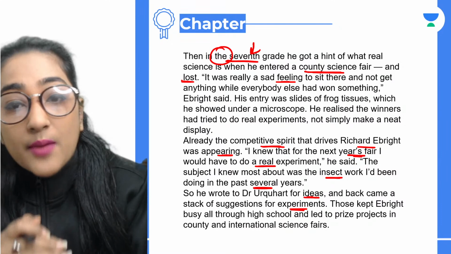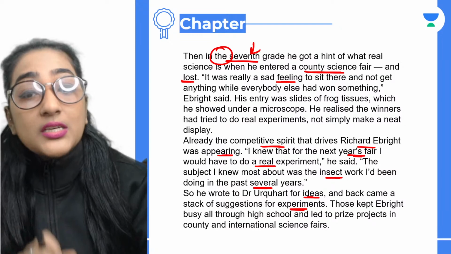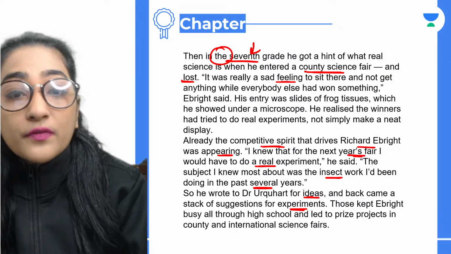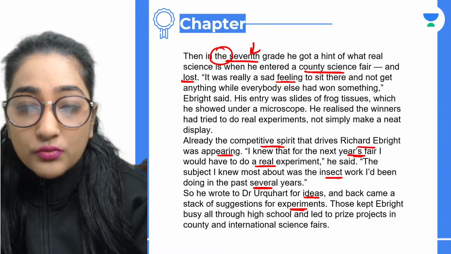Okay, so those kept Ebright busy all through high school. It led to prize projects in county and international science fairs. He was very busy throughout his school, performing amazing experiments and literally winning with his projects. He was not winning only in the county fairs, that means the fairs taking place in the same country, but also in the international science fairs. He was now getting the awards and the prizes.